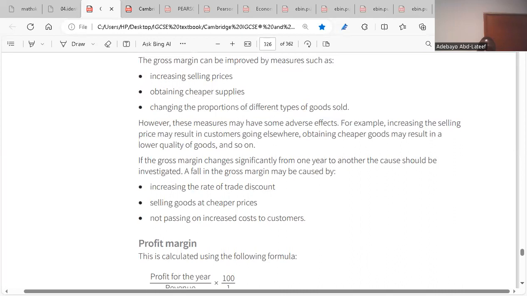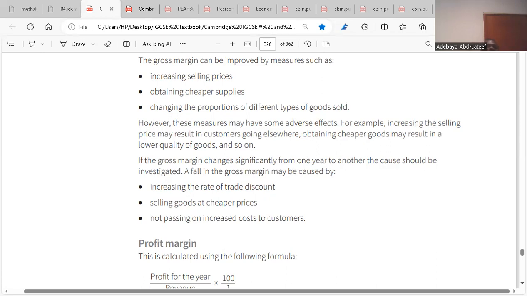Having said that, the last thing we need to talk about in gross profit margin is what has to be done whenever gross profit margin is falling. If gross profit margin is falling, you need to check the trade discount you give to your customers. Maybe you continue to give them trade discount because they buy in bulk, to encourage them to continue to buy from you. At that point, you'll be losing revenue and you won't be making profit. And if your profit is less, your gross profit margin will be less.